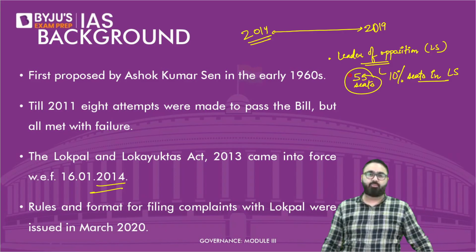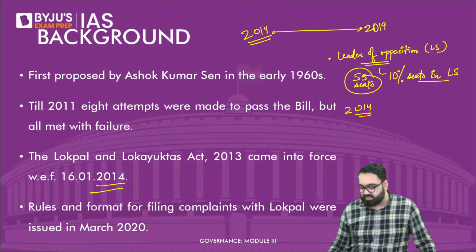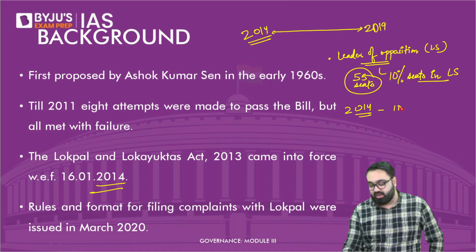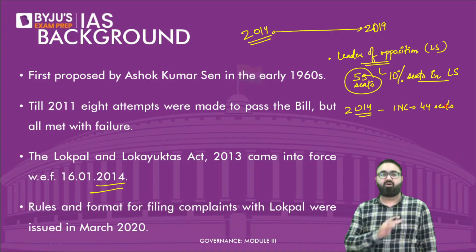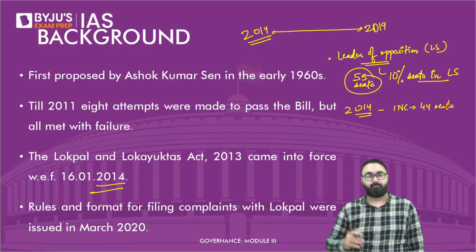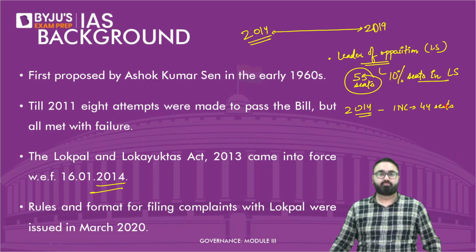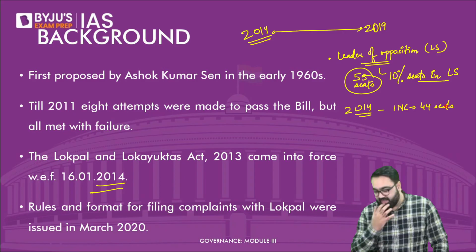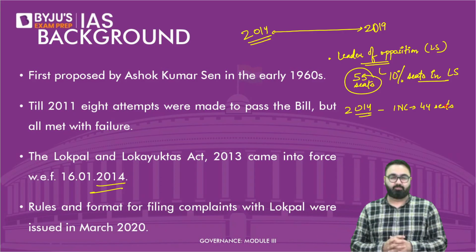Now the problem starts in 2014. In 2014, Congress was the single largest opposition party. But how many seats did the Congress get? Congress got only 44 seats in 2014. So officially, there was no leader of opposition. The government used this as an excuse. The government said, because there is no leader of the opposition, we cannot have the meeting, we cannot have the committee, so we cannot appoint the Lokpal.